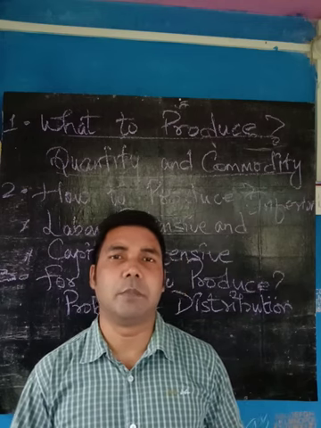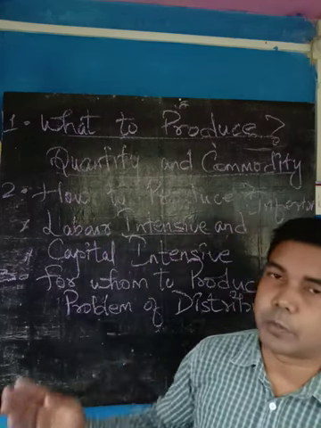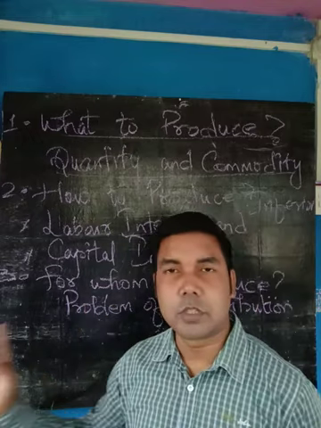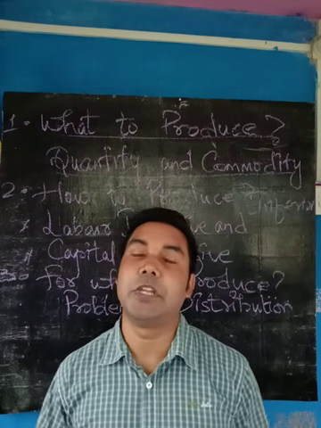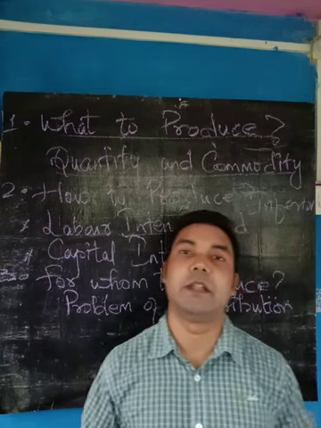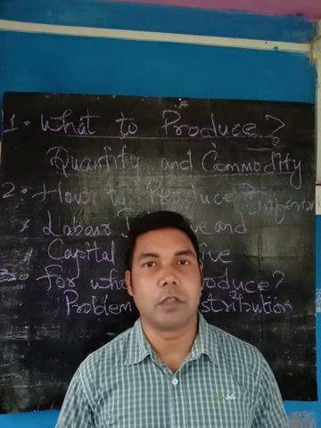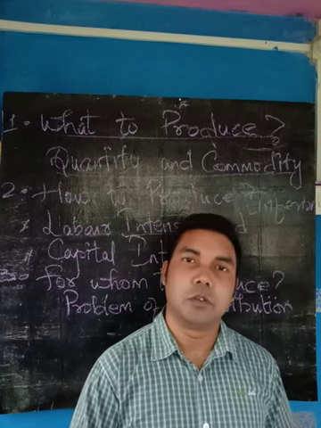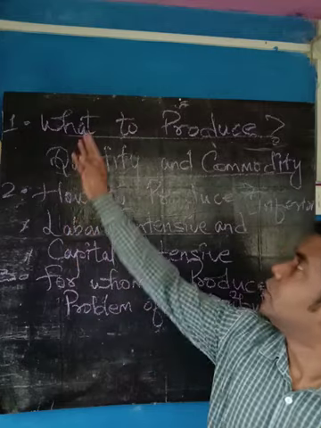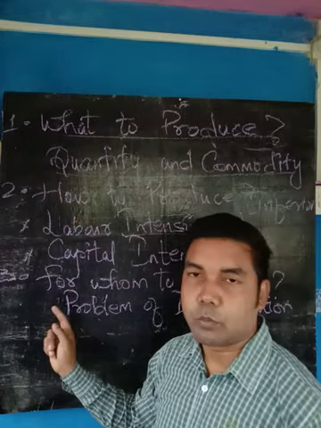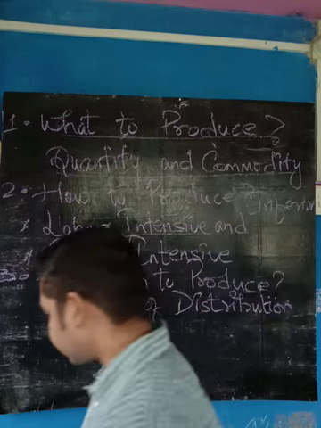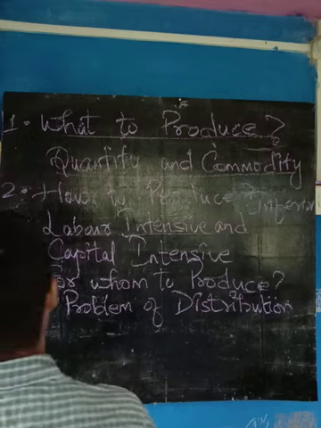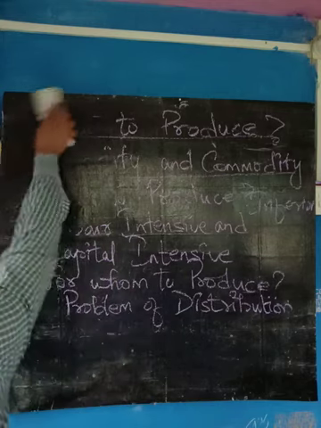So on the basis of that only, the goods should be produced. For whom to produce? The problem of distribution. And if the goods are produced this way, then the commodity can be distributed easily in the market. So there won't be any disparity between the rich and the poor. So this is what to produce, how to produce, and for whom to produce. Next topic, we'll study about economic growth and economic development.